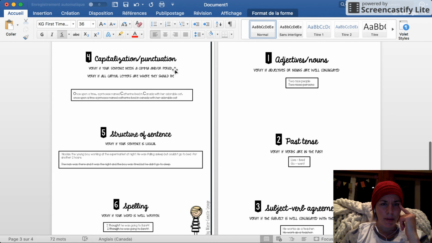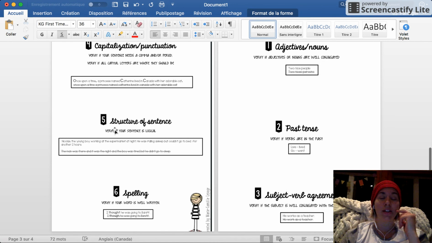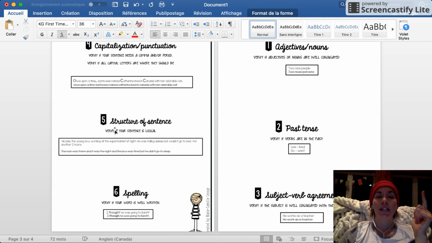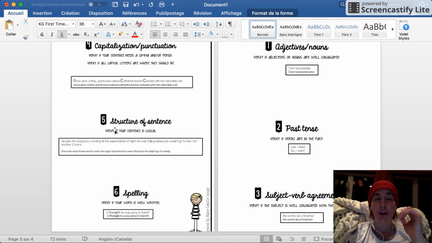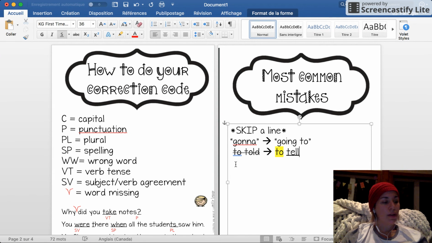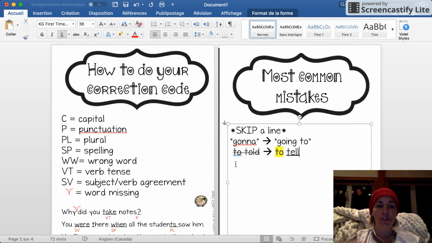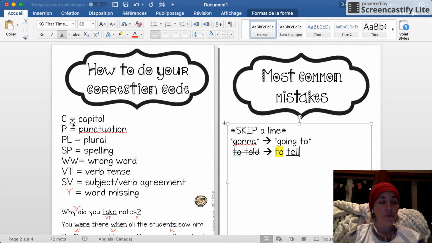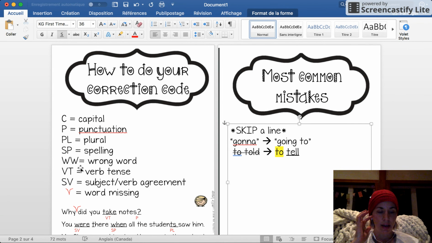Then capital letter, punctuation, structure of sentences. A lot of you made mistakes in the question structure. You need to remember you're allowed to use all your documents, all your resources. So take advantage of that. And then spelling, okay? When you correct your text, I suggest you start with one thing at a time. So look for all the C's that I wrote in your written production, then all the P's, then all the PL, then all the SP, and all the VT, and so on. Okay.